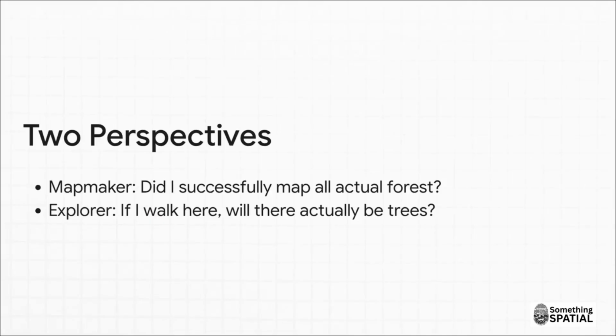And this brilliantly captures the two very different ways we interact with map data in the real world. The map maker, the producer, cares about omission. They're asking, out of all the real forests that exist out there, did my algorithm successfully find and map all of it? But the explorer, the end user, they care about commission. They're asking, if I trust this map and I hike out to this specific spot labeled forest, what is the probability that I'll actually find trees rather than a misclassified parking lot? Both perspectives are absolutely essential, and the error matrix gives us both.